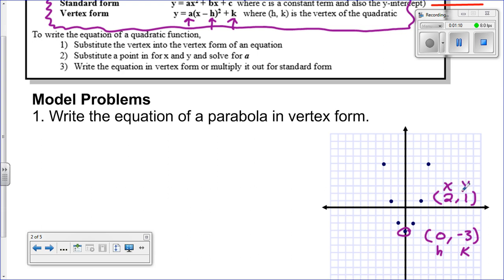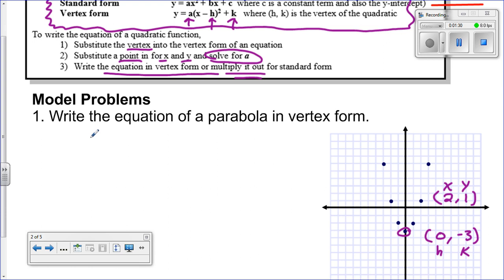So essentially what we're going to do is substitute the vertex into the vertex form of the equation. We're also going to substitute in a point, which is our x and our y value. And we will need to solve for a. When we're all done, we just write the equation in vertex form. And if you need standard form, you just multiply it out.